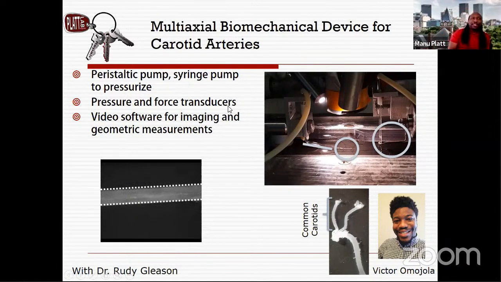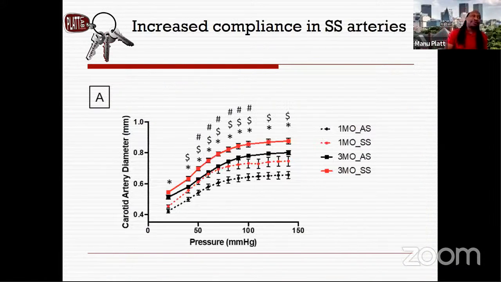And again, as an engineer, we also still looked at the biomechanics of these arteries, because if you break down the elastic lamina, you'd imagine they lose elasticity and be stiffer. But that actually was not what we saw.